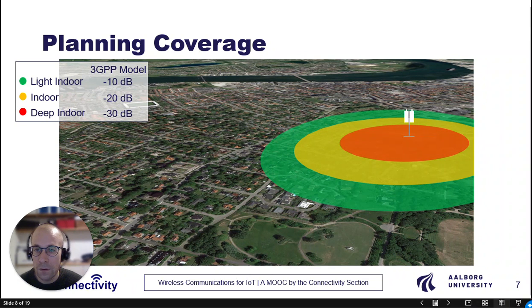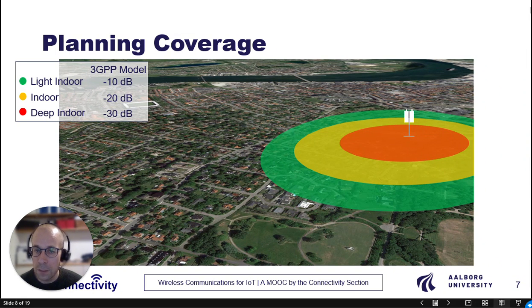If we have a light indoor installation, then the part of the link budget that is going to be used for penetrating the building will not be that much. So there's a lot of the link budget that could be used for propagation, for path loss. That gives us a large range. This is why we see that the green circle is by far the largest.